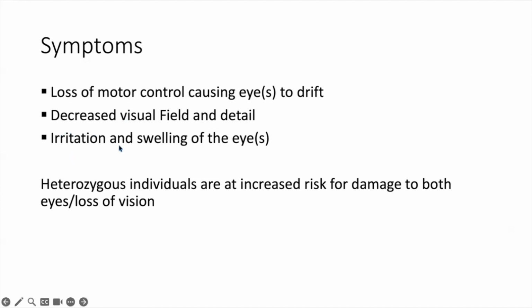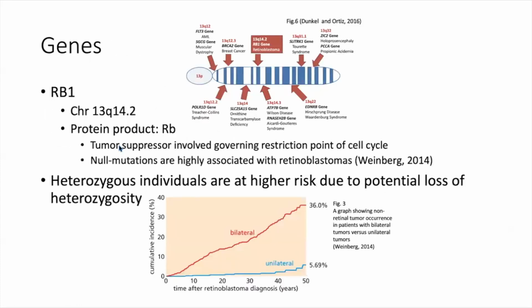Heterozygous individuals are also at risk, due to the bilateral nature of their case, to vision damage in both eyes, resulting in complete blindness. The gene responsible, as I said earlier, is RB1. This is located on chromosome 13, the q-arm, position 14.2. The resulting product is the RB protein.